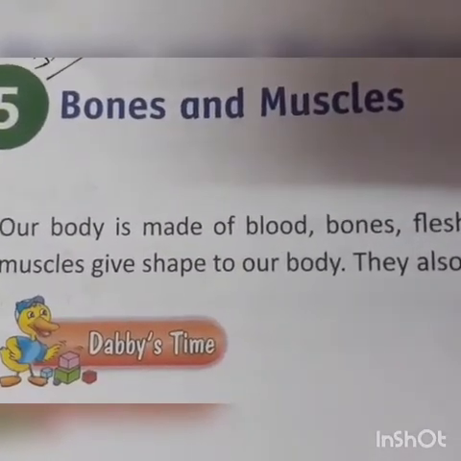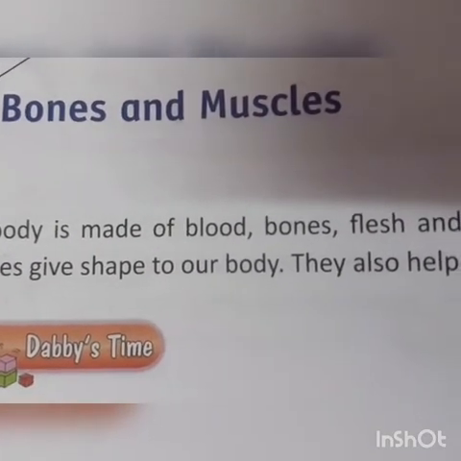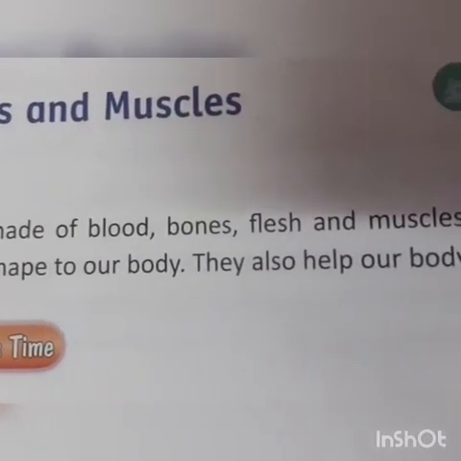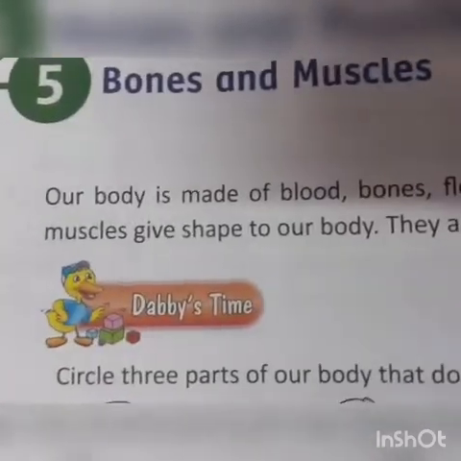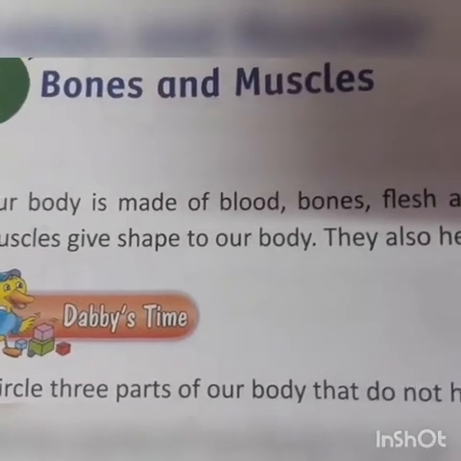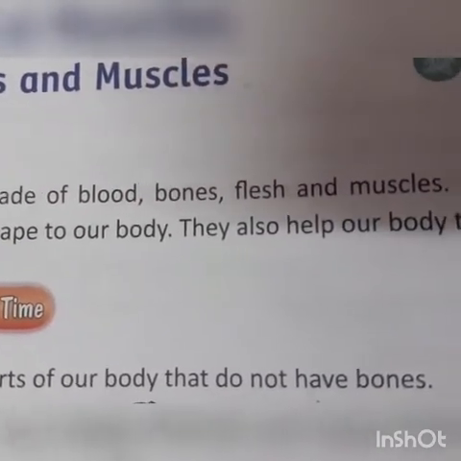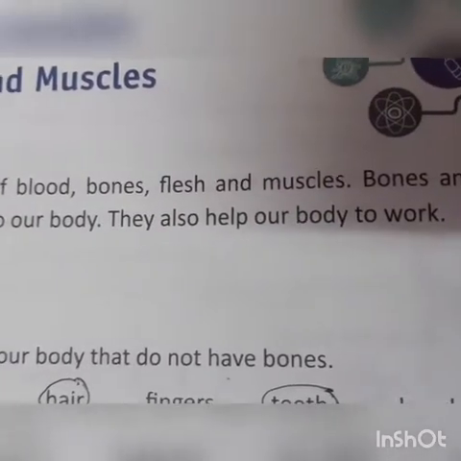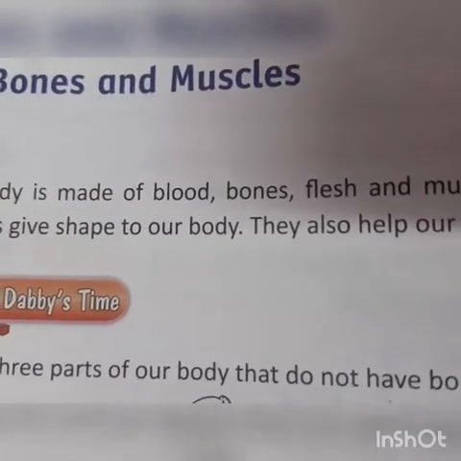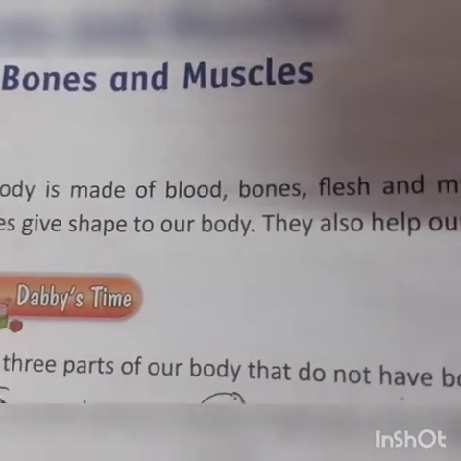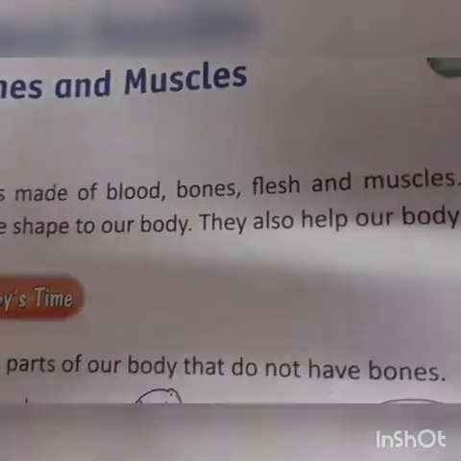Our body is made of blood, bones, flesh and muscles. Bones and muscles give shape to our body. They also help our body to do work. Now you all know that our body is made up of how many things, as it is written in the book only? Blood, bones, flesh and muscles. There are 4 things that our body is made up of.